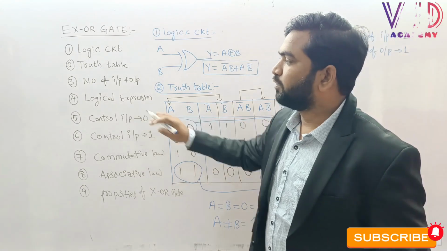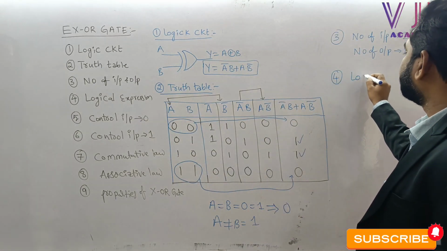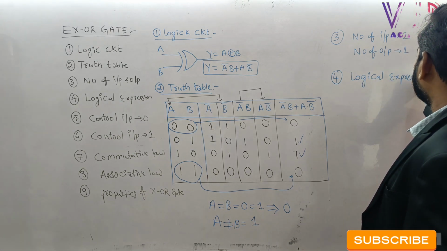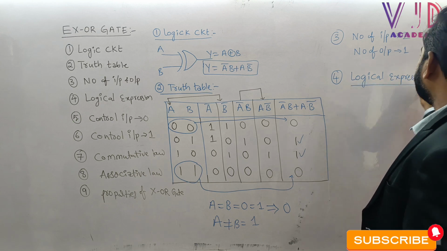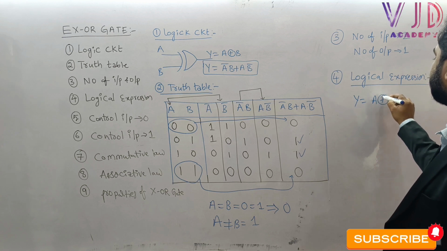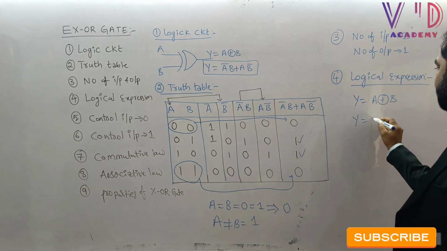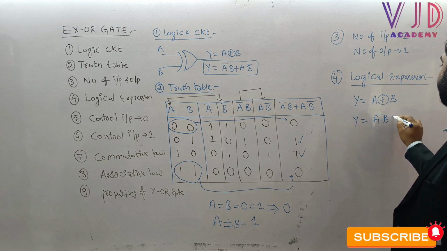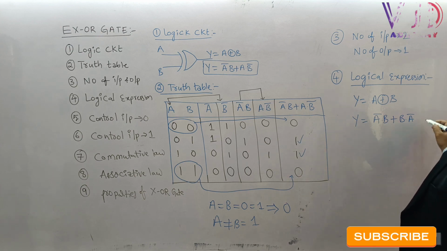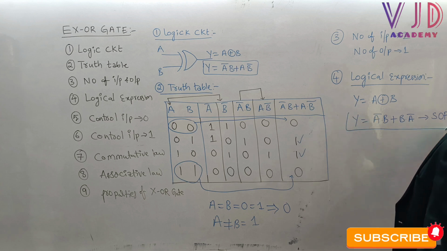And coming to the fourth one, that is called logical expression. Let us try to understand. Here Y equal to A XOR B, this is the basic logical expression. If I expand it, I can write it as A bar into B plus B into A bar. This is the expanded expression. I can say this is SOP, sum of products output.